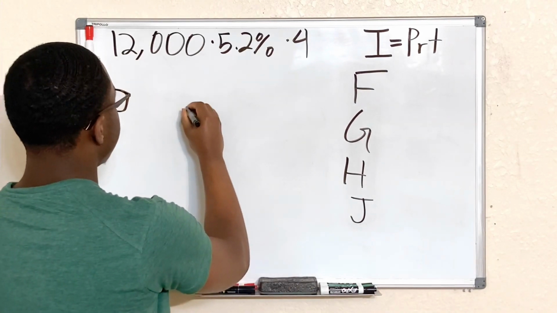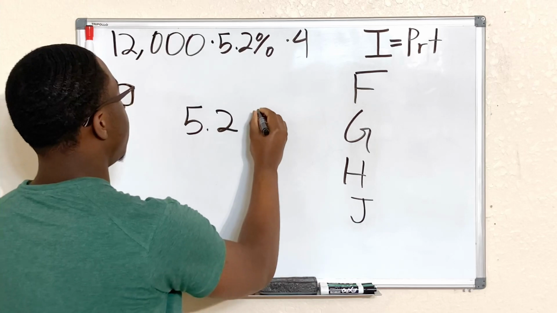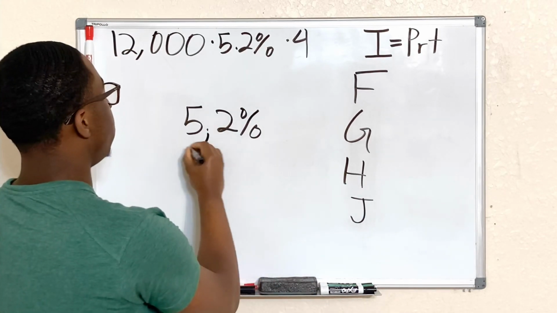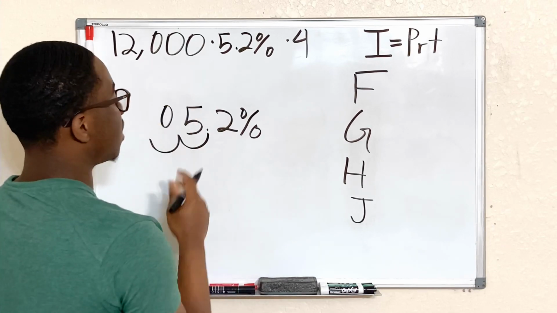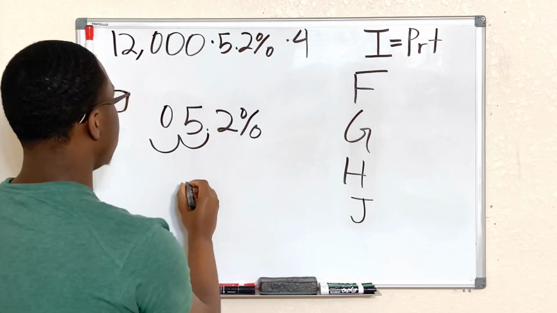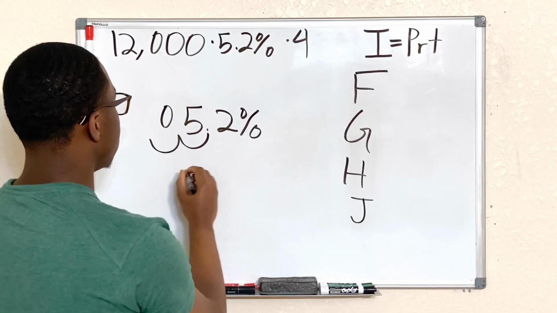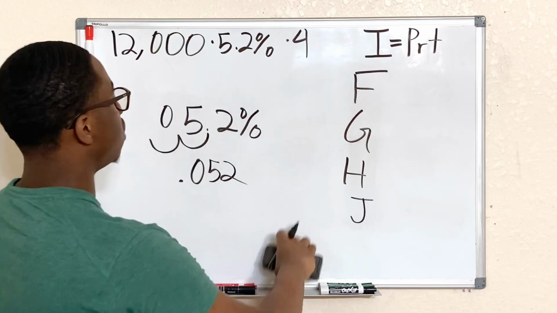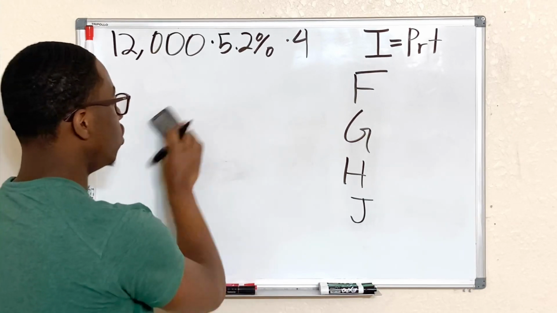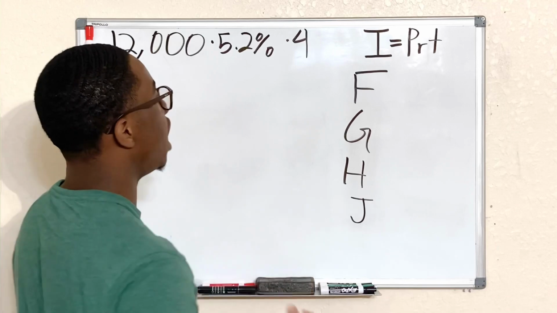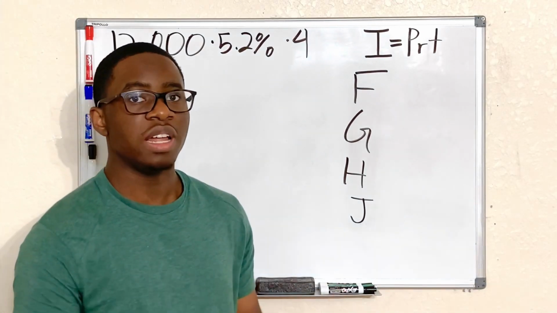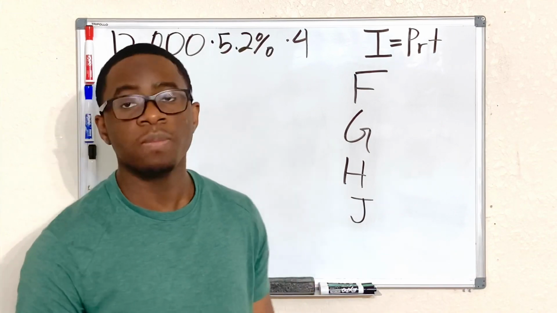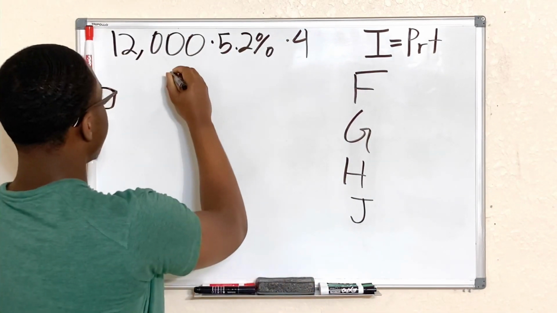Another way to do this is by taking the 5.2%, and if you want to convert this into a decimal, all you do is move the decimal point 2 places to the left. So we end up getting 0.052. That's another way to write 5.2% in case you're not too comfortable with percents. Now I'm going to calculate this. We have 12,000 times 0.052, that gives us 624.